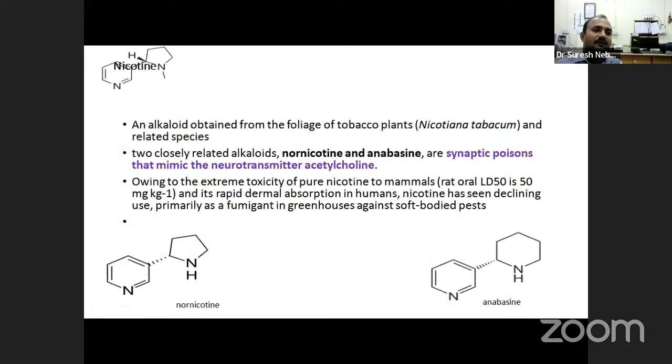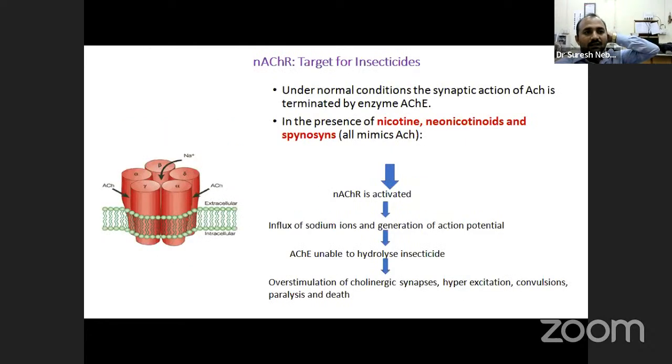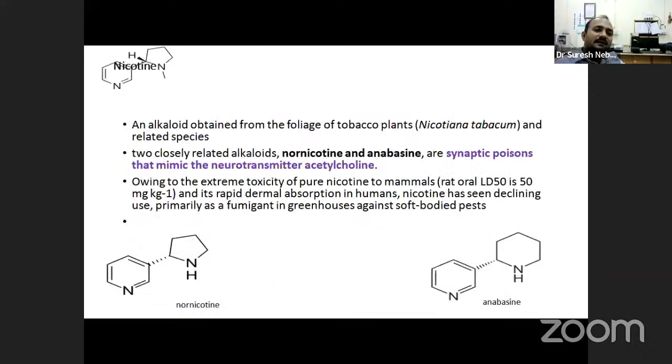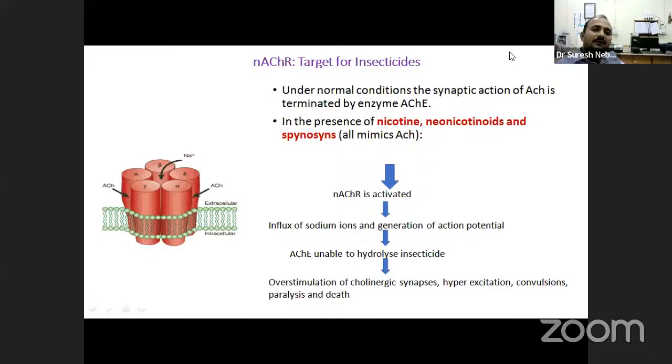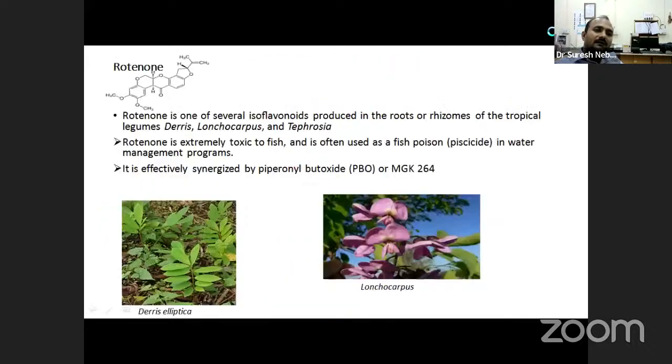Suppose when you are studying botanical insecticides like nicotine or other insecticides, I have given it just in brief. You should know what the mode of action is. They are mimicking the neurotransmitter acetylcholine. Other groups of insecticides similar to nicotine are neonicotinoids and spinosyns. That you will get in the IRAC list also.